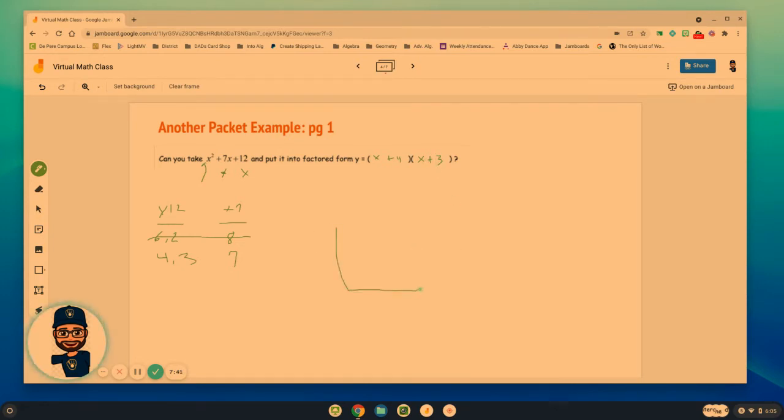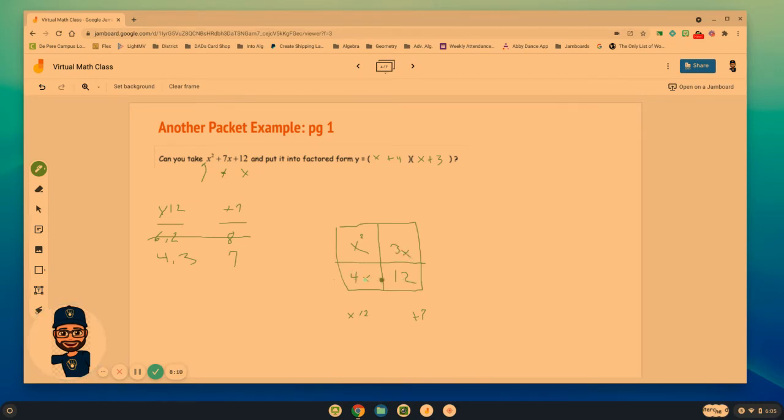Again, we could use the box method, and we're going to get the same results. X squared, our a value goes here, our c value goes down here. We're looking for two numbers that multiply to 12, but they also add up to 7. We already said that they were 4 and 3, so I'm going to put a 4x, and I'm going to put a 3x, and then I'm going to look for that greatest common factor.